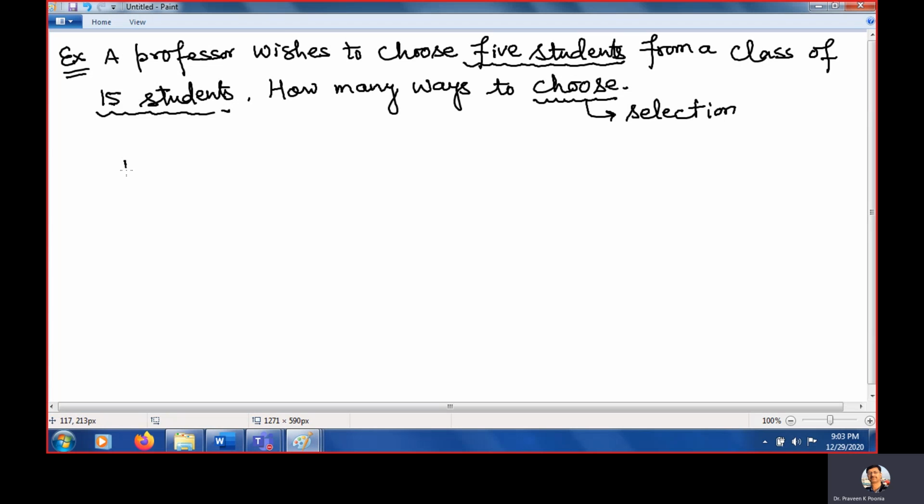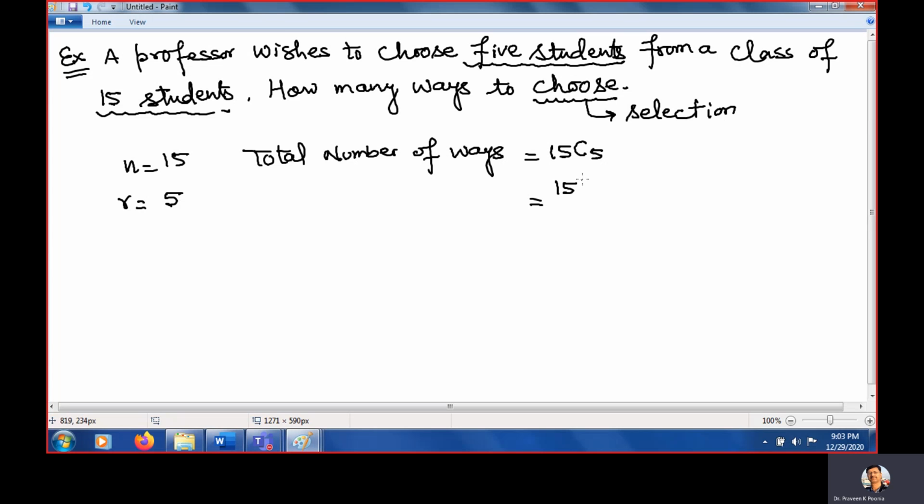Okay, so what is the value of n? The value of n is 15. What is the value of r? The value of r is 5. So the total number of ways is equal to 15C5. 15C5 means 15 factorial upon 5 factorial, 15 minus 5 factorial.